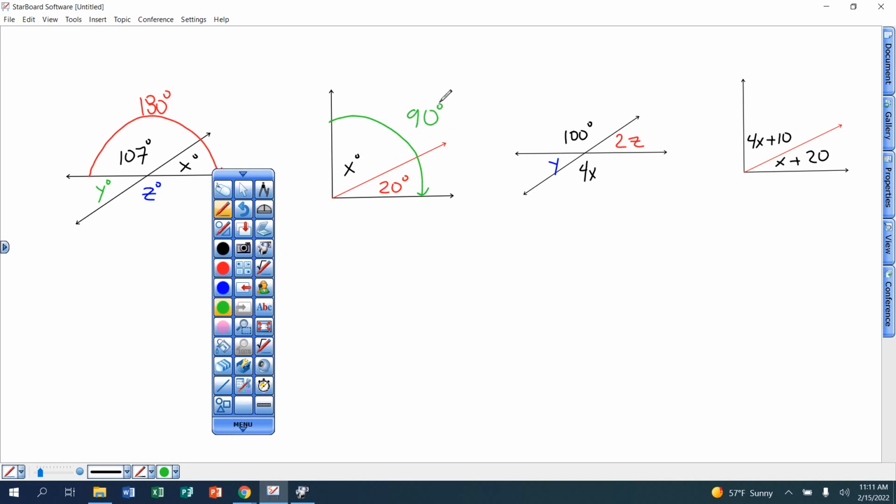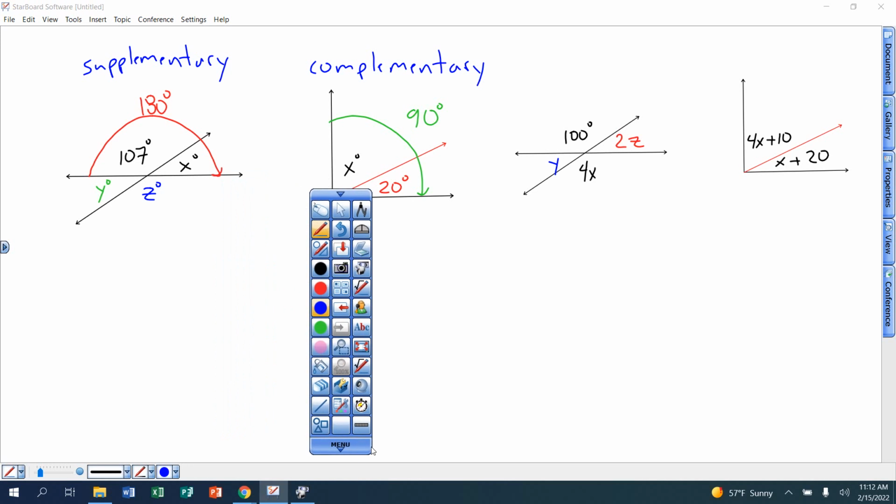So supplementary are when you have angles that add up to 180, and then complementary add up to 90. All right, the first word is dodge. Dodge. All right, here we go.